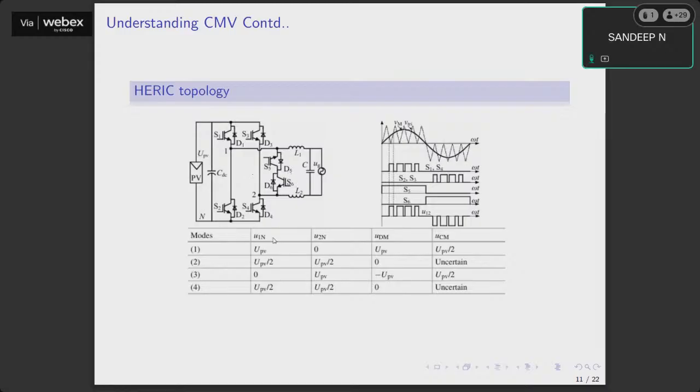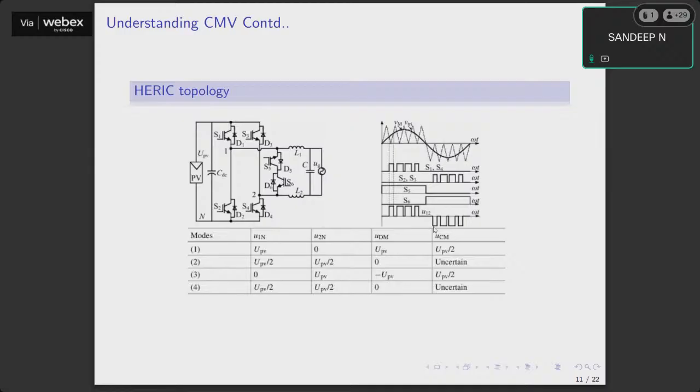The moment PV gets disconnected, the leakage current becomes 0, meaning the leakage current path is broken. And this happens every time the inverter generates a 0 output voltage level. So whenever the inverter output voltage becomes 0, you disconnect the PV by opening these 4 switches and closing switch S5, S6. That is the basic idea.